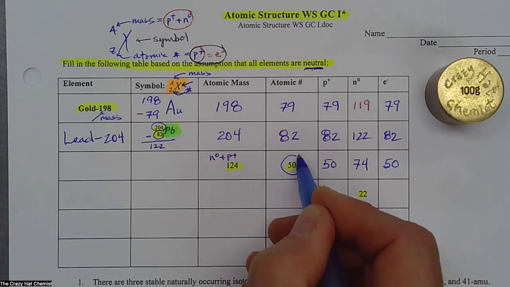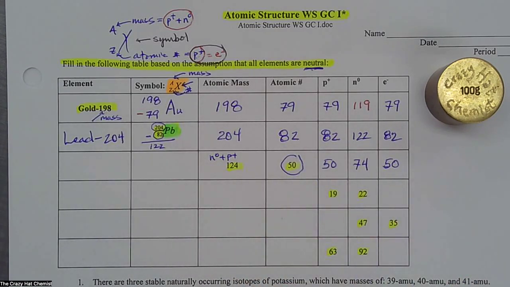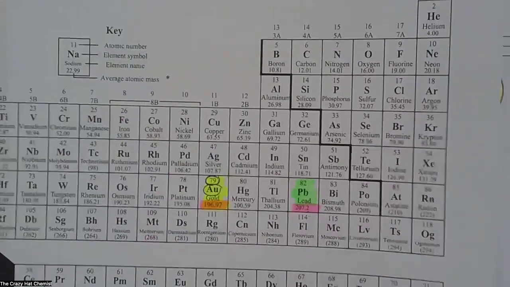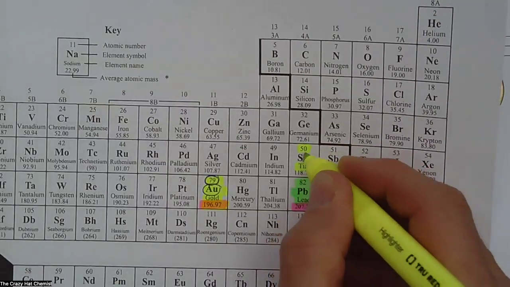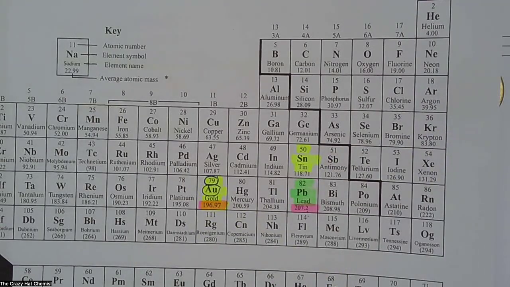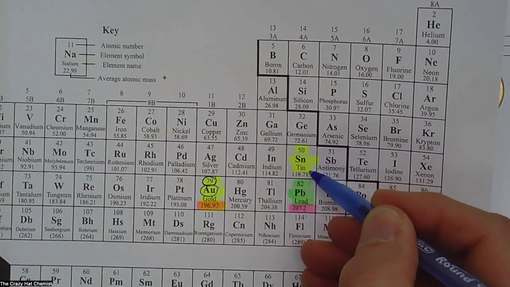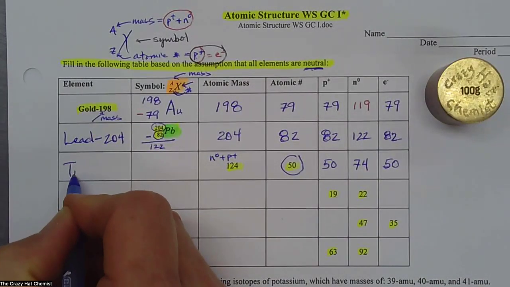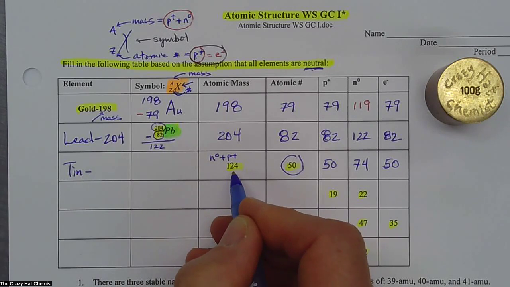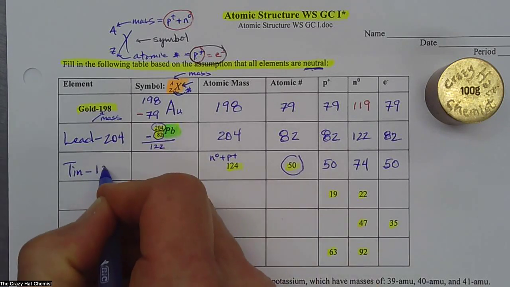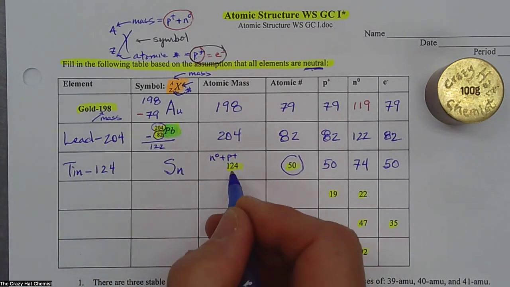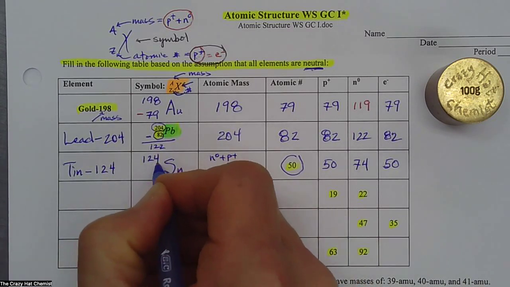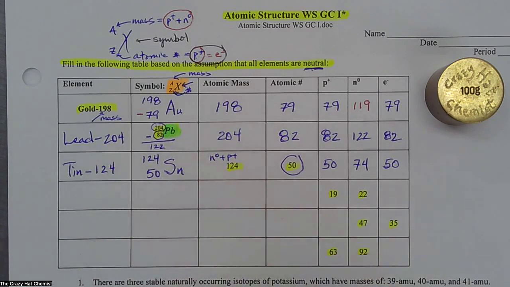I'm going to look up number 50 on our periodic table, and that will tell me what element this is. So I'm going to find element number 50. Element number 50 is right here, and that is tin, and it has a symbol of Sn. So element 50, Sn for the symbol, and tin. So that means tin, a dash, and then the mass, which is 124. And then the symbol is Sn. It's a capital S, a lowercase n, make sure of that. The mass is 124, and the atomic number is 50. All right, perfect. We're filling in all the spots here.